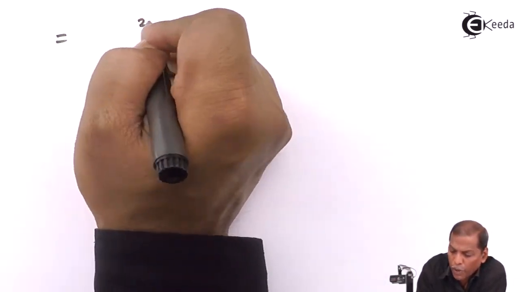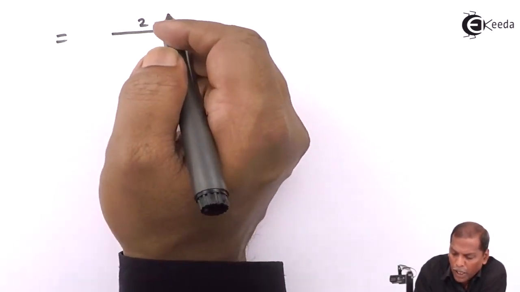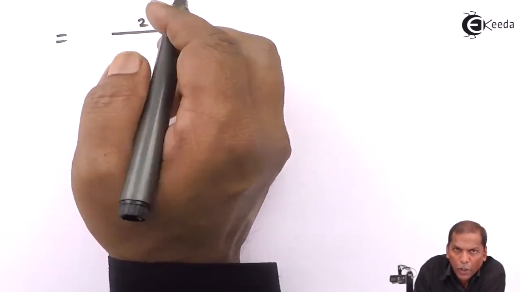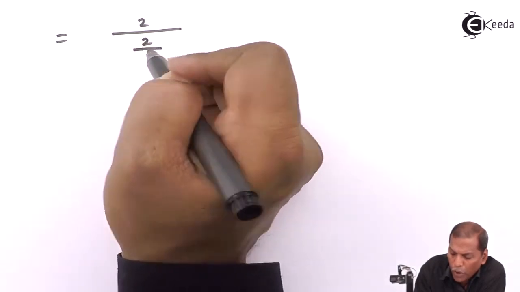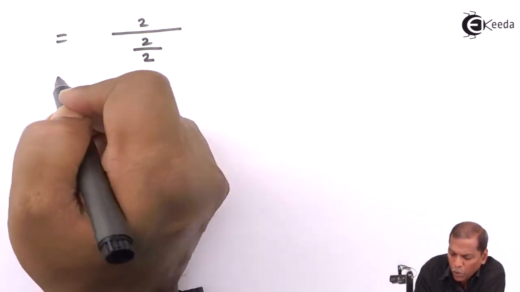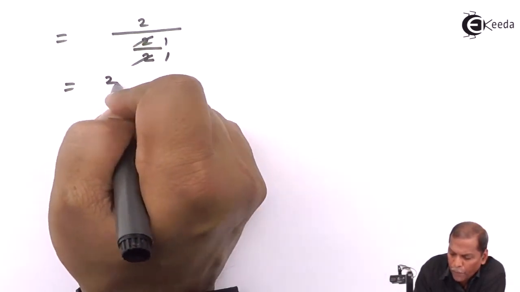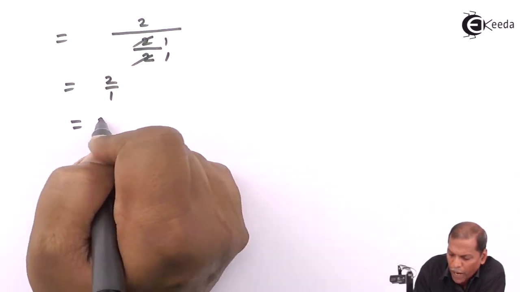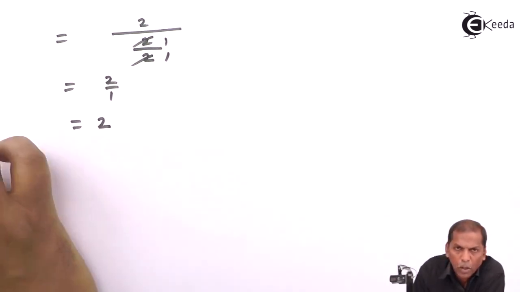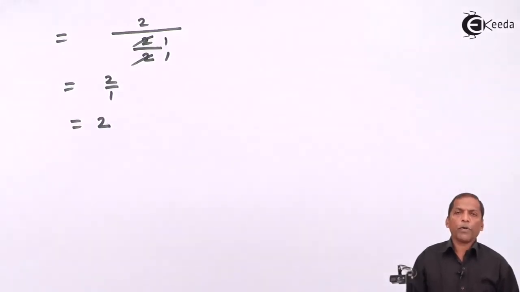So that equals, we write 2 as it is in the numerator, and in the denominator we have 1 into 2, that gives 2, and then root 2 into root 2, so that again gives 2. Cancelling the 2, we are left with 2 by 1, and that equals 2. So this is the required solution for the given problem. Thank you.